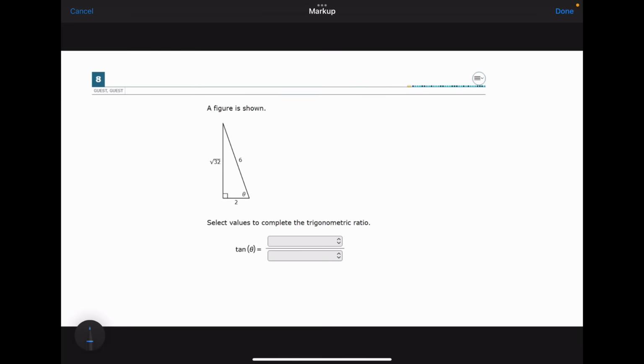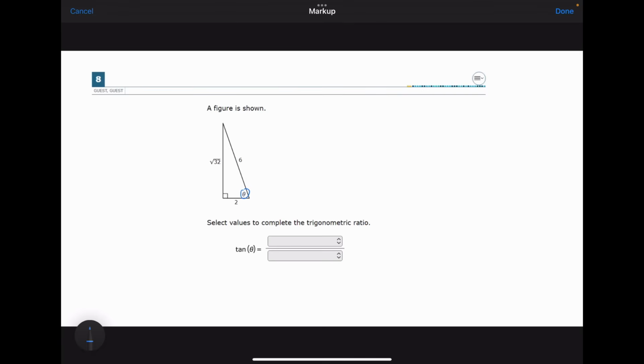Here we have a relatively straightforward trigonometry question. We have a figure shown, and we have an indicated degree measure in the bottom right hand corner of this triangle. And we're asked to complete the trigonometric ratio. It's helpful in this particular case to identify where the opposite, adjacent, and hypotenuse are relative to that theta.